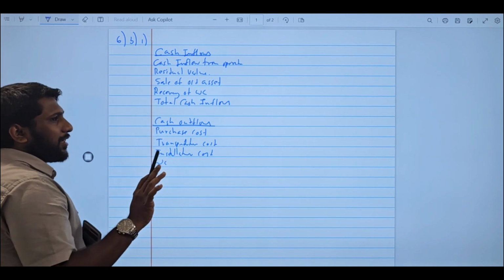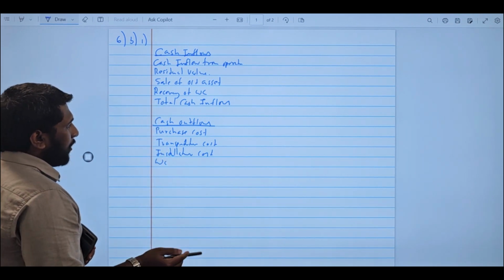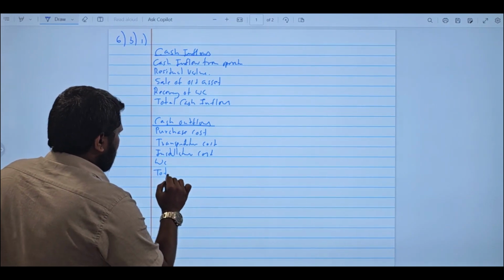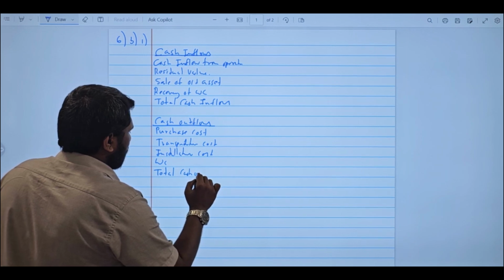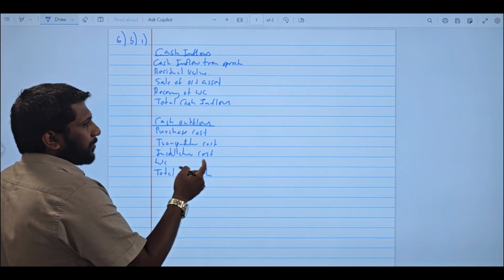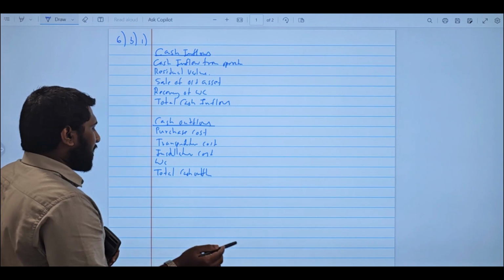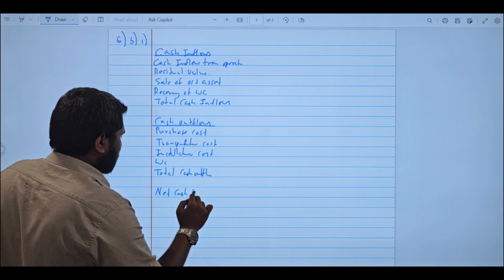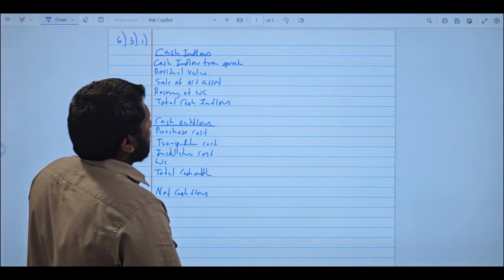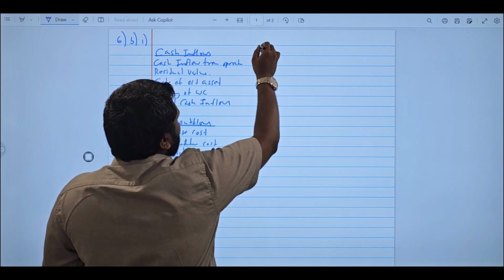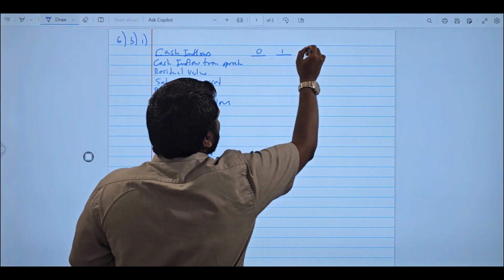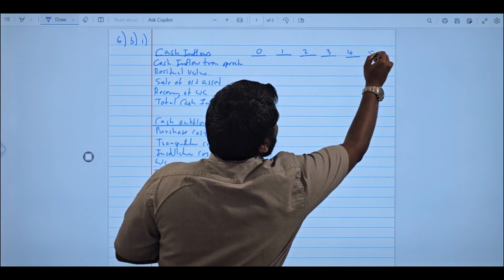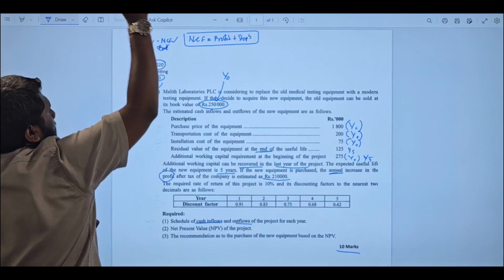So these are the four items. Normally you will get it under the cash outflows. So once you take the total of this, you will get the total cash outflow. So from the total cash inflows, if you deduct the total cash outflows, you will get the net cash flows. So here in this particular question you have 5 years: year 0, year 1, year 2, year 3, year 4, and year 5. So let's go to the question again.